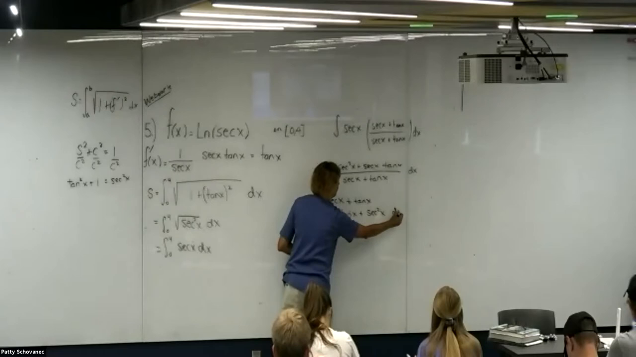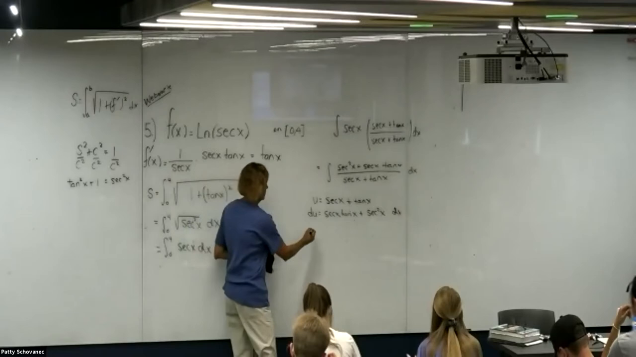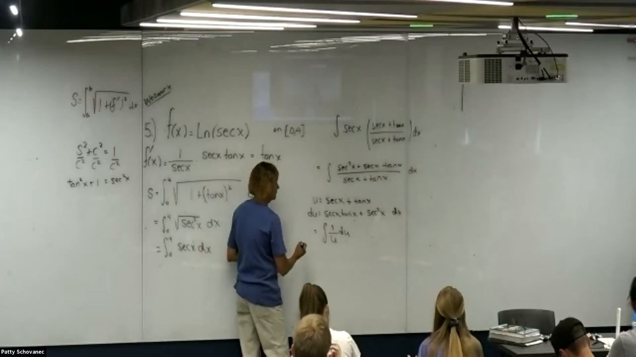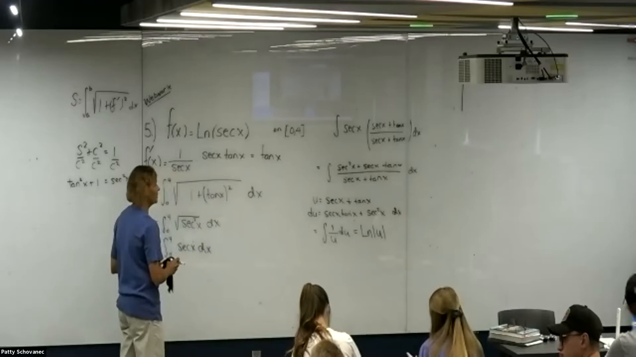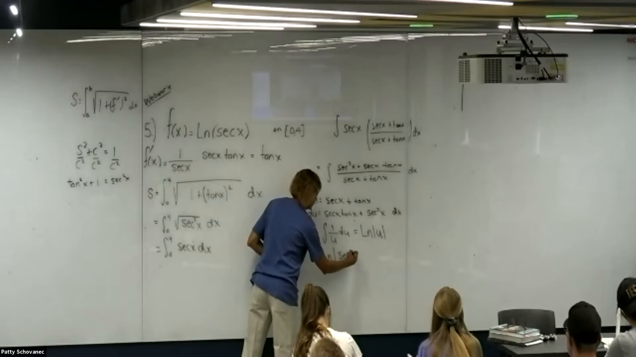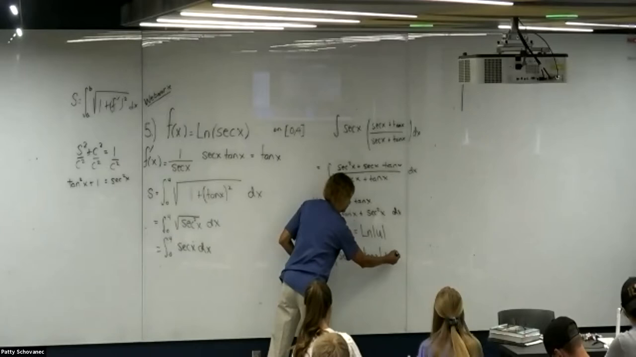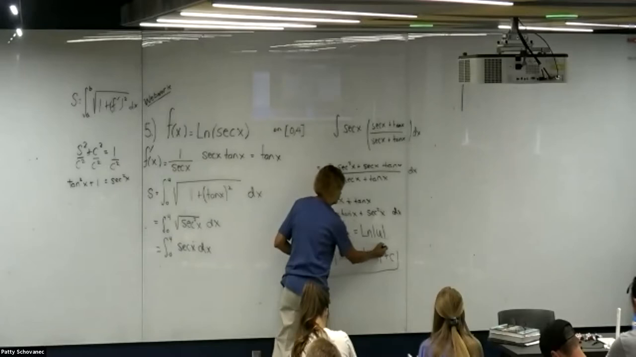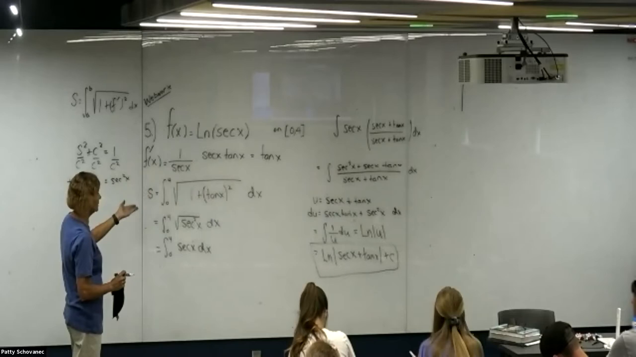So this becomes a 1 over u du integral. And 1 over u has as its integral the natural log of u. And here u is the secant of x plus the tangent of x. So instead of having to go through those steps each time, maybe just memorize that this is the formula for the integral of the secant of x. The integral of the secant of x is the natural log of the secant of x plus the tangent of x.